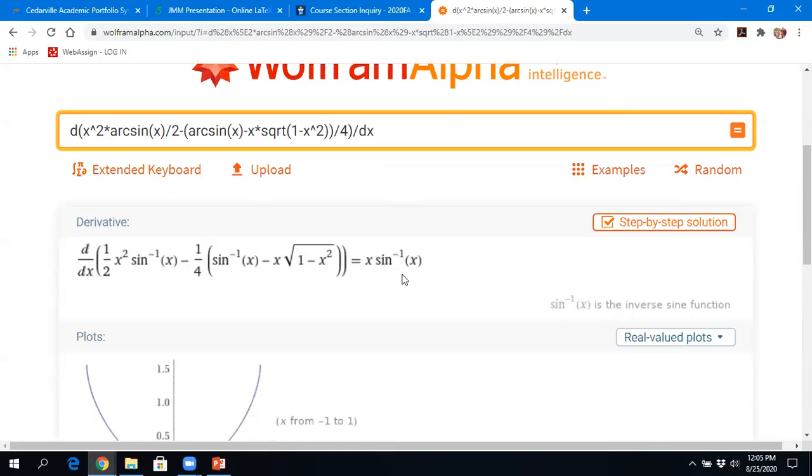Hey, there it is. X arc sine of x. There it is, except they like to use the sine inverse notation. There we go.